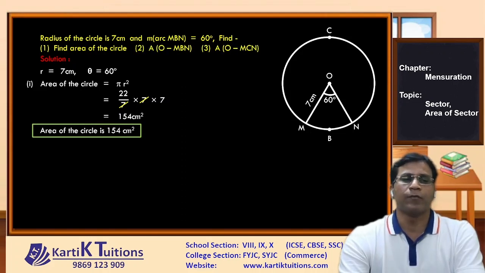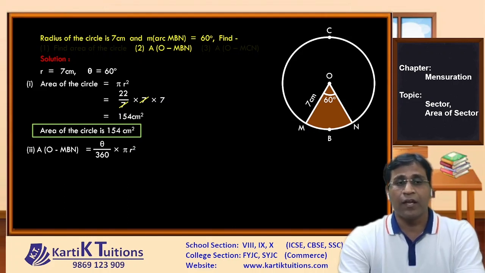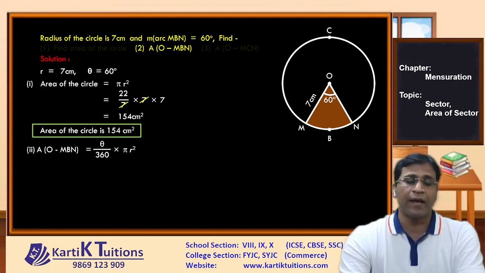So the first part of the sum is over. Now next they have asked us to find the area of sector O dash MBN, so the area of the minor sector. What is the formula? Theta upon 360 into pi r square. Now what is pi r square? Area of a circle. Area of the circle we have already found above, so we can directly substitute that value.